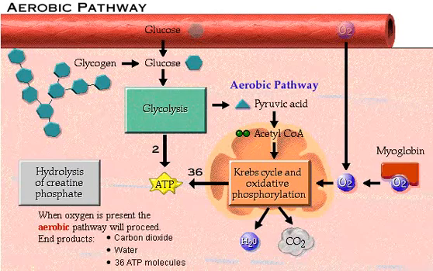The total energy harvest from glycolysis, the Krebs cycle, and oxidative phosphorylation is 38 ATP molecules for each glucose molecule metabolized. Although not shown here, the metabolism of lipids and proteins can also be used to synthesize ATP.